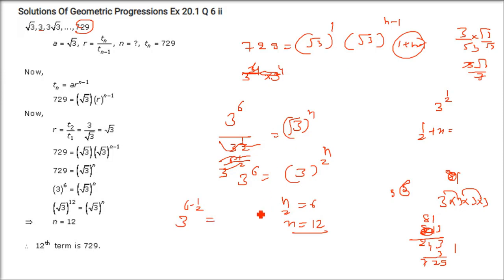Now let me complete that method which I was telling you. 3 to the power 6 minus half equals n minus 1 by 2. So this becomes 12 minus 1 by 2, and this becomes n minus 1 by 2. 2 cancels, 1 cancels, and n becomes 12. So both the ways, whichever suits you, you can find out.